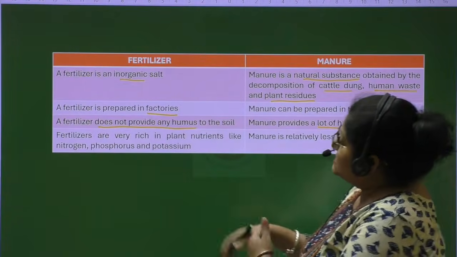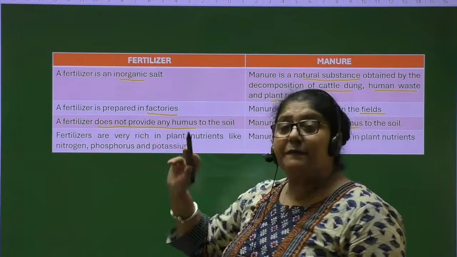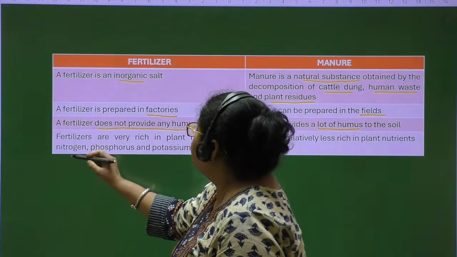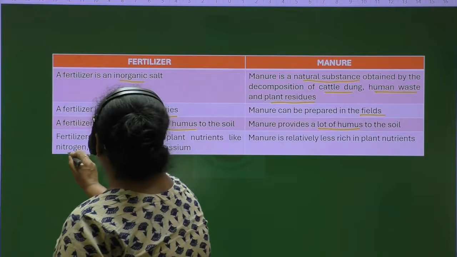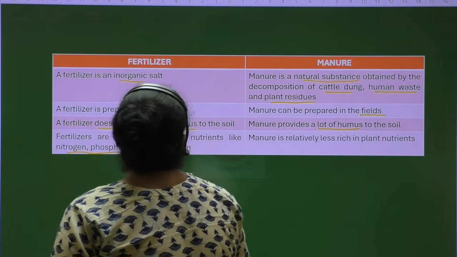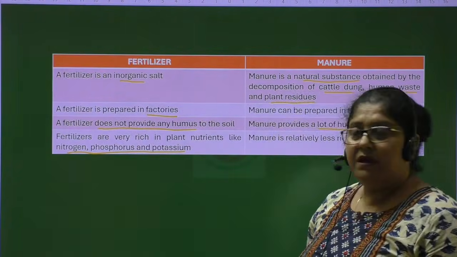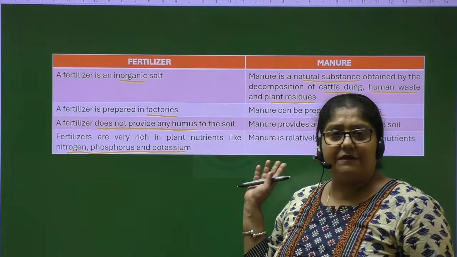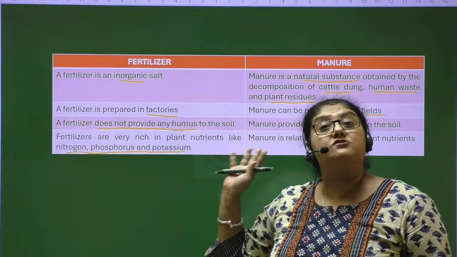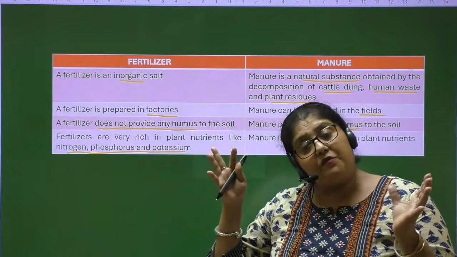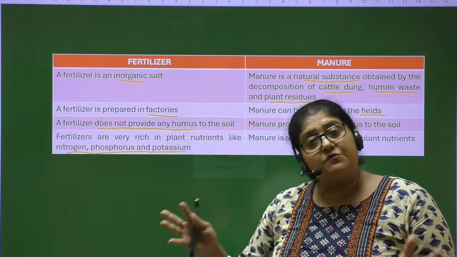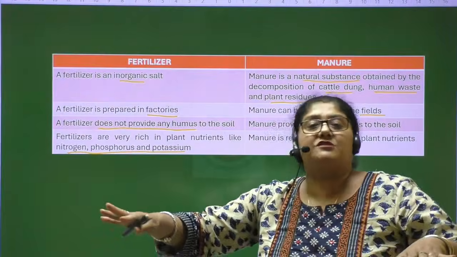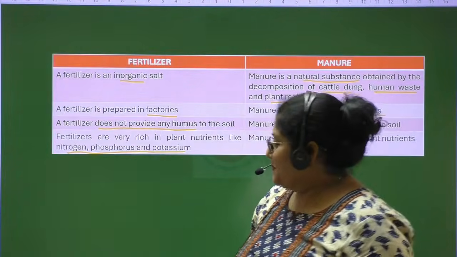Okay, and on the other side, fertilizers may not be providing humus, but what do they provide? They provide important nutrients, important chemicals like nitrogen, phosphorus and potassium, whereas manures do not have so much of these chemicals. The job of manure is not to provide these chemicals, but to provide organic substance to the soil, which will not only help the plant to grow, but will also improve the structure of the soil.